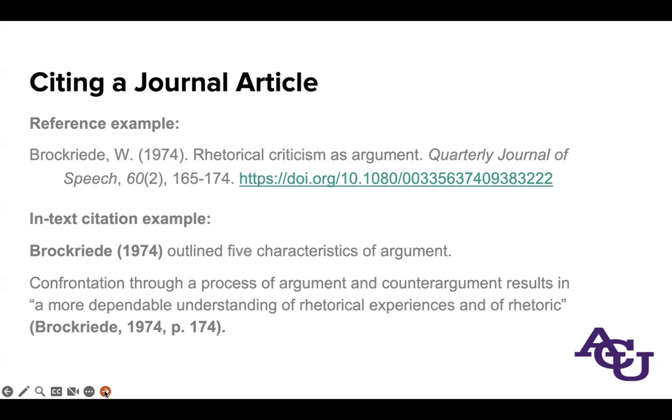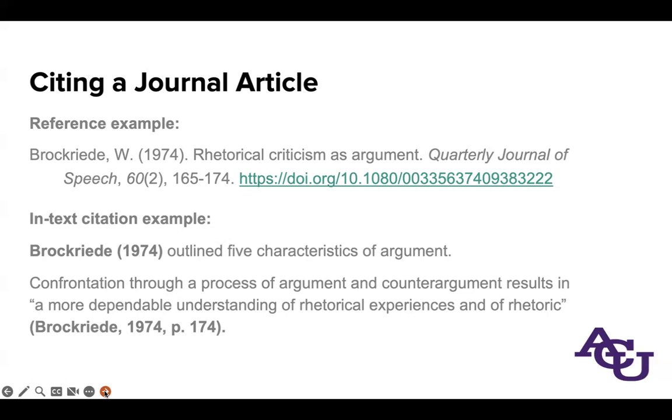Last, we put the DOI number, or if there's no DOI, you can put a publicly accessible URL. Both a DOI and a URL should begin with https://.